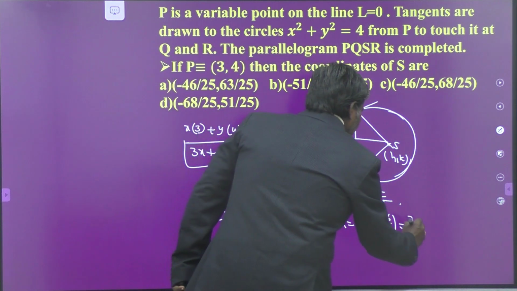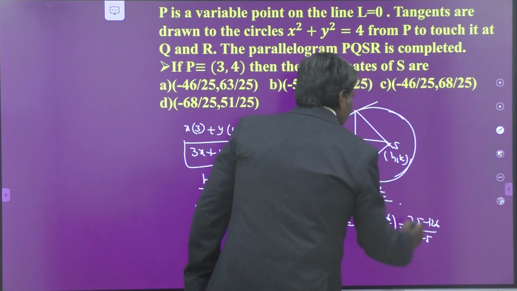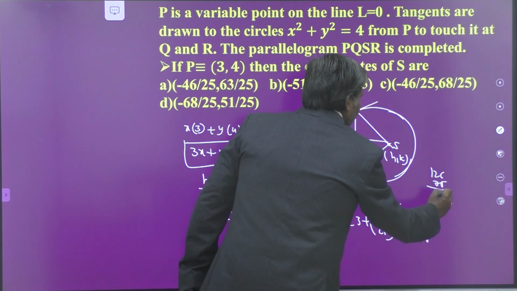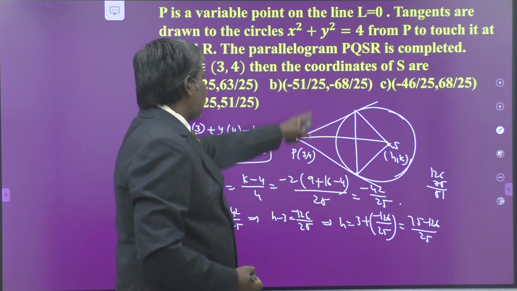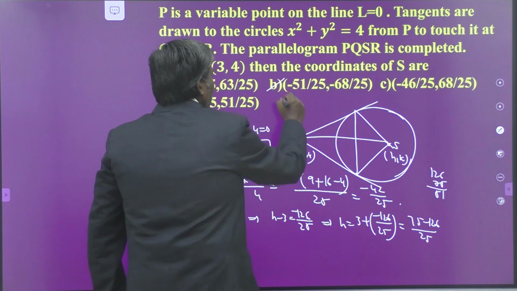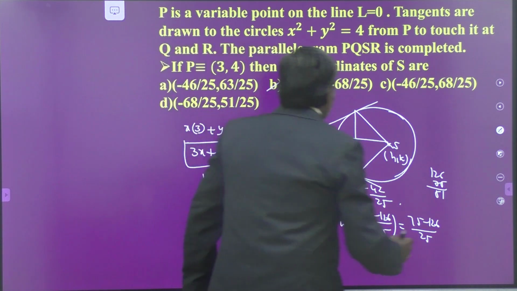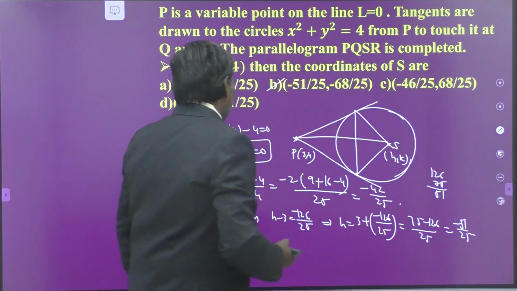This is nothing but 75 minus 126 by 25. So this is 126 minus 75, you have 51. Minus 51 is there or not? Yes, this is minus 51 by 25. Only one option has it, I think, the second option: minus 51 by 25. Let us move to the y coordinate.